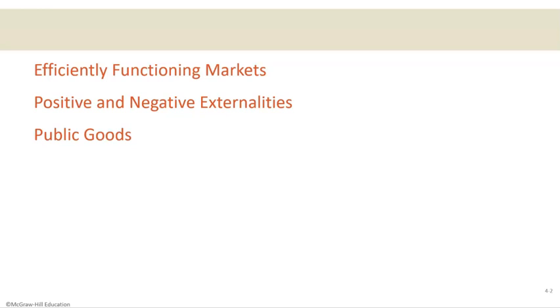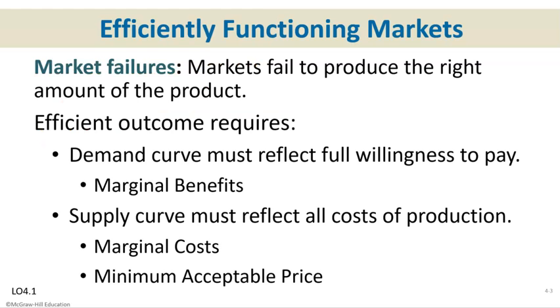Then we're going to look at two different market failures. One is externalities, and the second is public goods. Before we get into analyzing an efficient market, I want to define market failures. So a market failure is when the market fails to produce the right amount of the product.